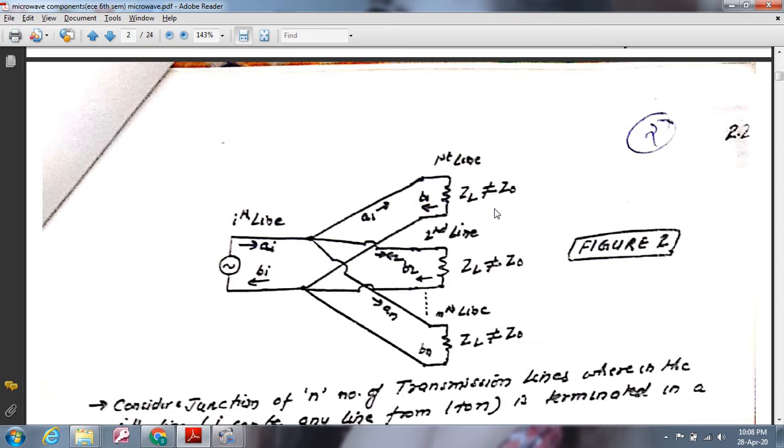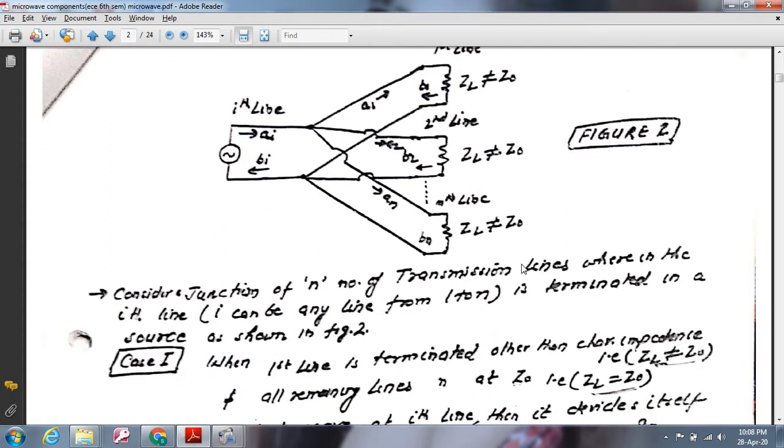in an impedance other than the characteristic impedance, that is ZL is not equal to Z0, and all the remaining lines, second, third up to nth, they are connected in an impedance equal to Z0. So in the first case we are assuming ZL is not equal to Z0, the characteristic impedance is not equal to the load impedance, and for the others ZL is equal to Z0.